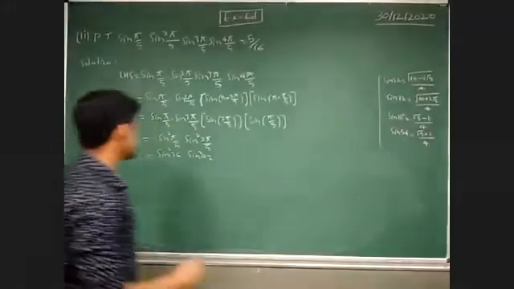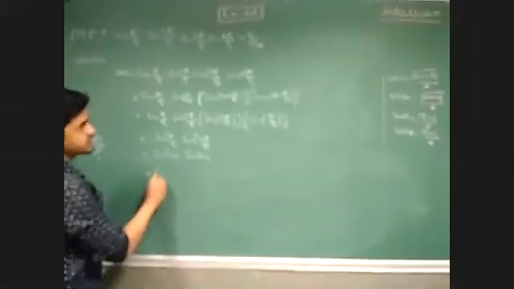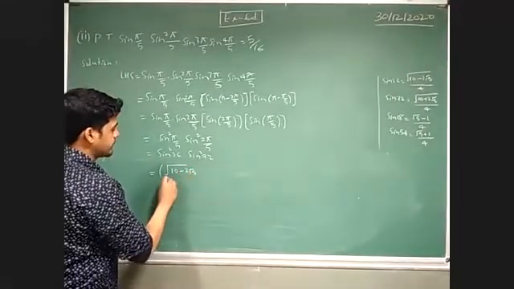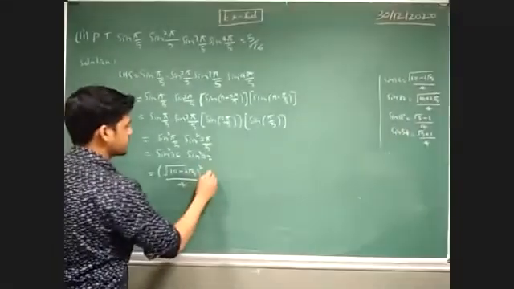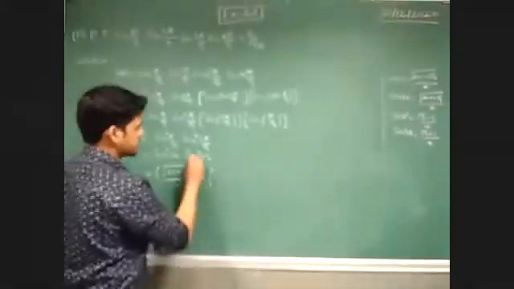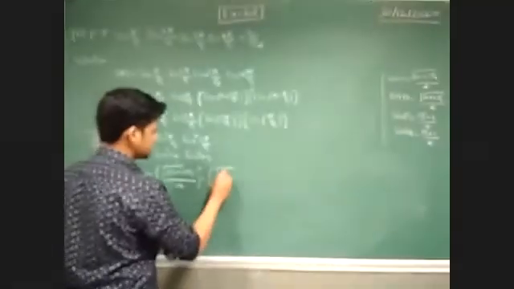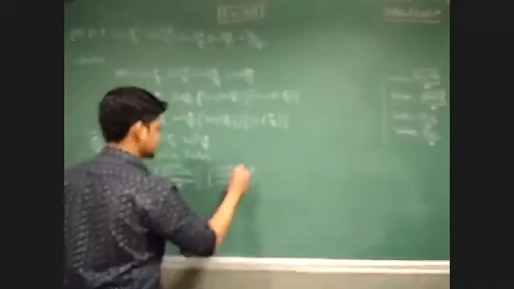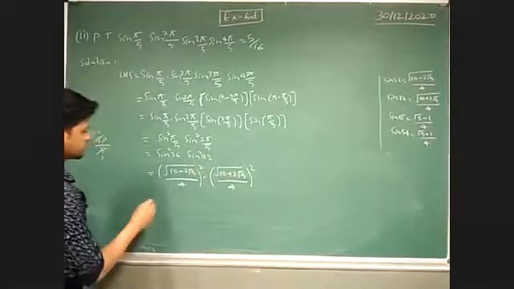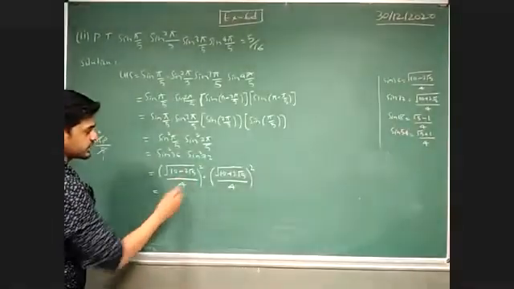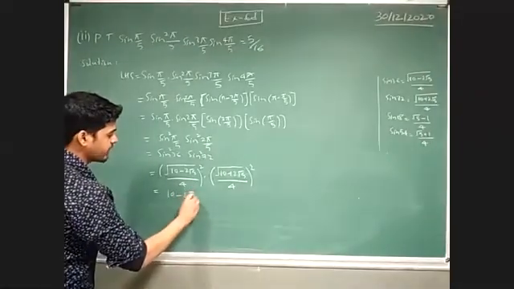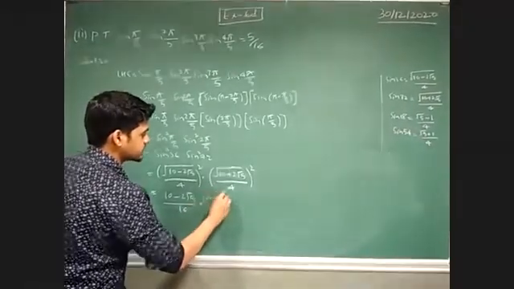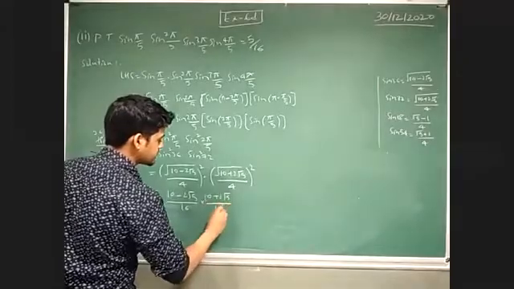Just put the values here and you will get the answer. Sine 36 is nothing but the square root of 10 minus 2 root 5, over 4, squared, into sine 72, that is nothing but the square root of 10 plus 2 root 5, over 4, in brackets. Now after taking the squares, I will get 10 minus 2 root 5 over 16, into 10 plus 2 root 5 over 16.